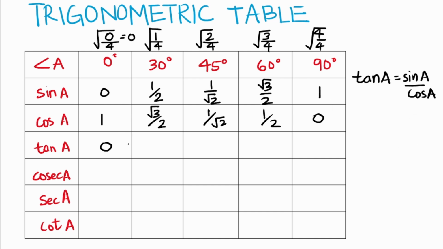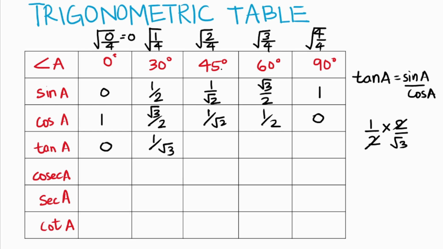What about tan 30 degree? Same. Tan 30 is sine 30, which is 1 by 2, divided by cos 30. Cos 30 is root 3 by 2. When we do the reciprocal multiplication, 2 will come up divided by root 3. When you cancel 2 and 2, you will get 1 by root 3.